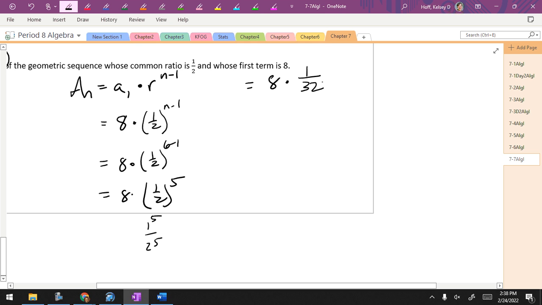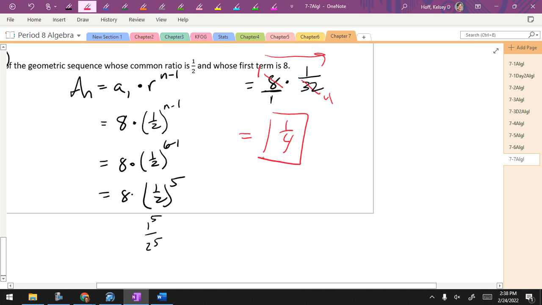Now what do I do? You're going to multiply. How am I going to multiply? Straight across. Straight across. What am I going to do to my 8 first? Put it over 1. Before you multiply, you know what I do? Cross simplify. What goes into 8 and 32? 8 would become a 1, 32 would become a 4, now I multiply across. What is the sixth term? 1/4.